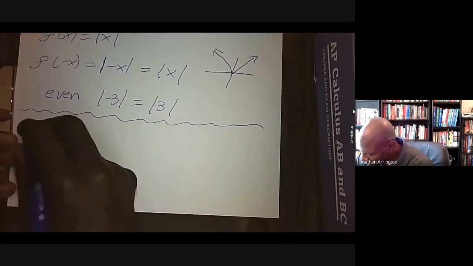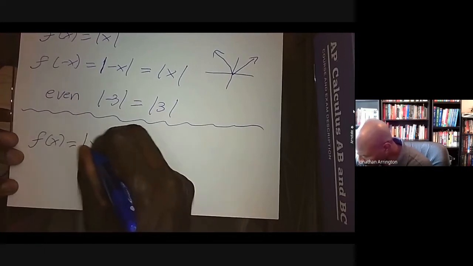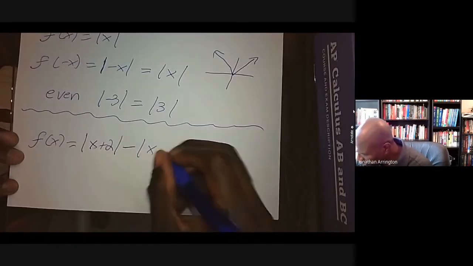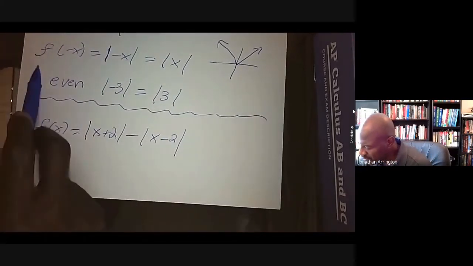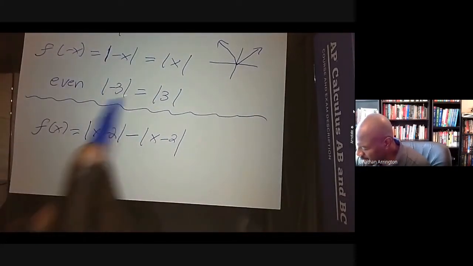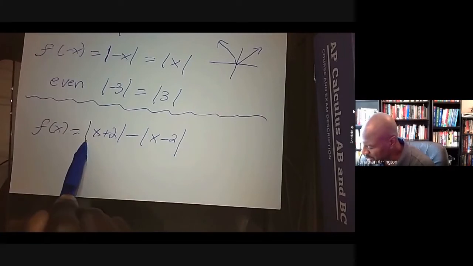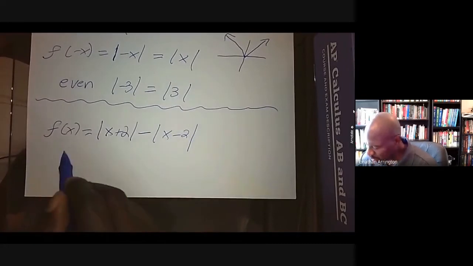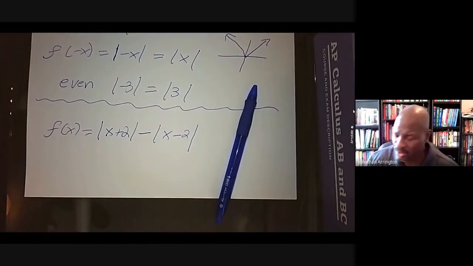But let's look at another problem dealing with an absolute value. Let's say f of x is the absolute value of x plus 2 minus the absolute value of x minus 2. For this one, the f of negative x check is not as simple, because it would be the absolute value of negative x plus 2. That may be difficult to reconcile, so this is a problem that you probably want to graph. So let's graph this and see what happens.